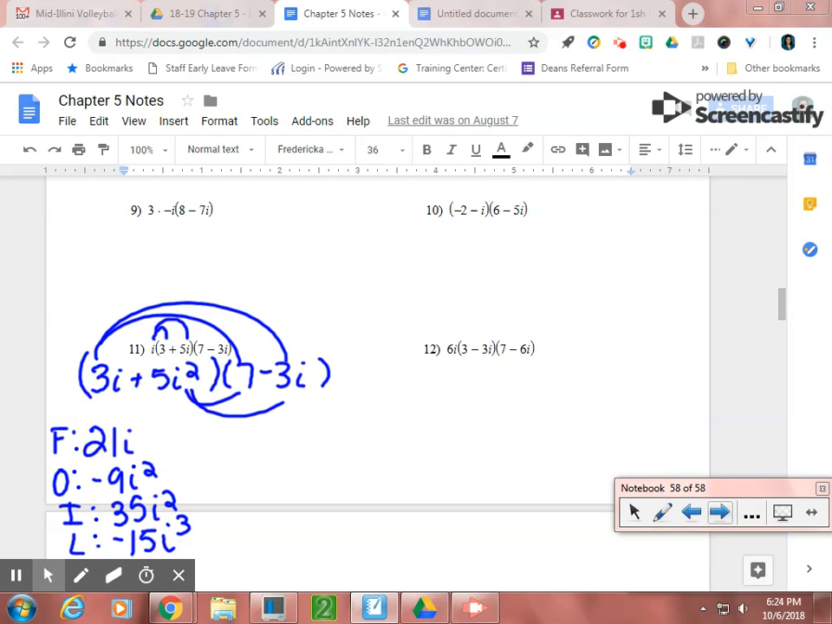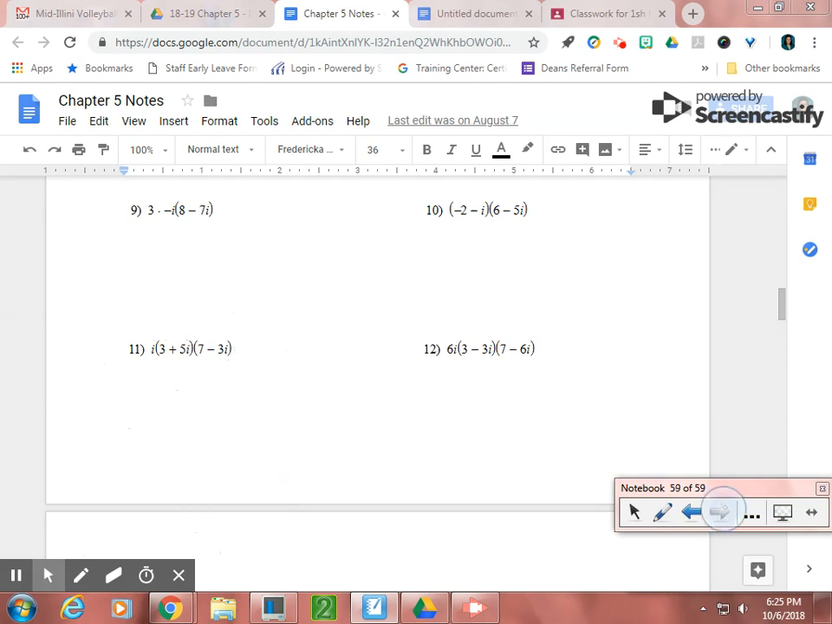Okay, then what you want to do is combine these together. I have negative 9 plus 35, which is 26i squared. Well, i squared is negative 1, so this is really negative 26. Then i to the third is really negative i, so this is positive 15i. Then I can put my i's together. I have 21 and I have 15, so I have 36i, and then minus 26 as your final answer to that.